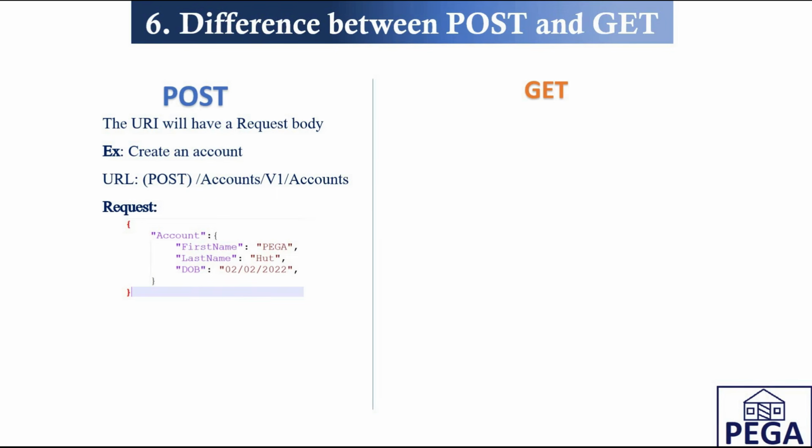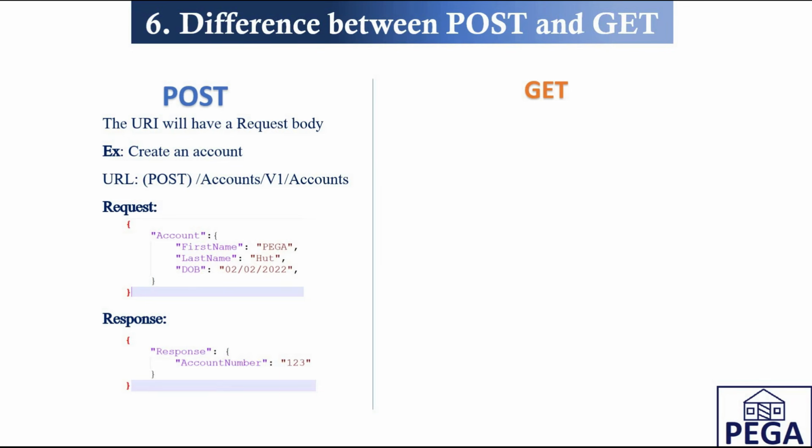Now there will be an object called account, with first name, last name, date of birth. This is how the JSON looks, and I'm going to explain in the next slide how to read the JSON, so bear with me until then. When you are creating an account, obviously you need to pass some details for that particular account, and that's how the request body will have all the details. Once it has successfully created an account, it gives you a response back saying that your account number is 123.